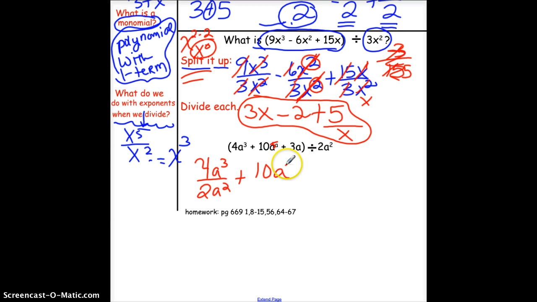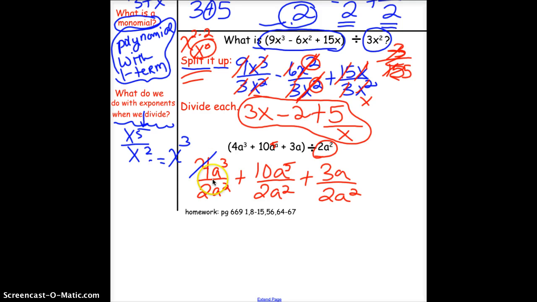I don't know what that is. Maybe it was an a to the 0. I don't know. But we'll write it like that. We'll change that to a 5 and we'll just tweak it there. And then the last one. So I'm going to take every single term, break it up, and divide it by 2a squared. And now I simply just reduce each individually.